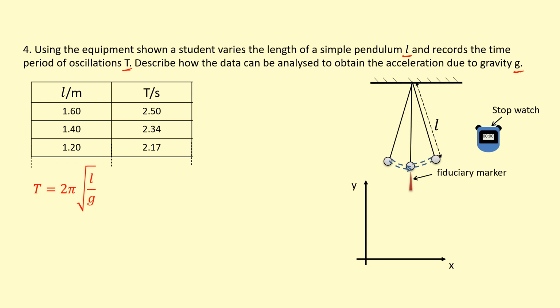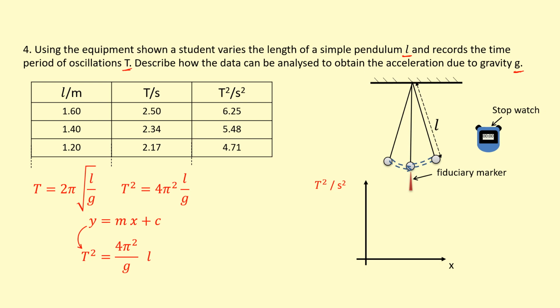So I could plot T against square root of L. But what I'm going to do is I prefer to square both sides. I get T squared equals 4 pi squared L over g. So comparing to y equals mx plus c, I could just plot T squared on the y-axis. So I'll have to come up with a column for T squared. And on the x-axis, I'm going to plot L.